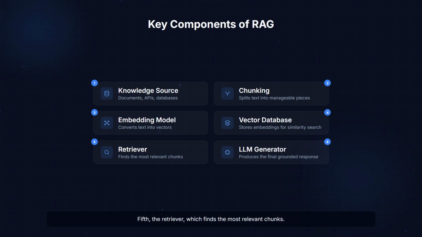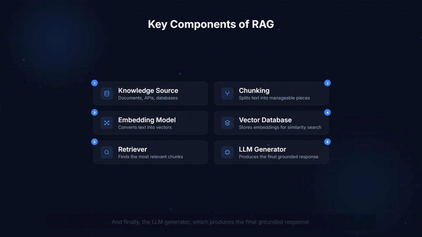Fifth, the retriever, which finds the most relevant chunks. And finally, the LLM generator, which produces the final grounded response. Together, these 6 pieces make up the full RAG pipeline.